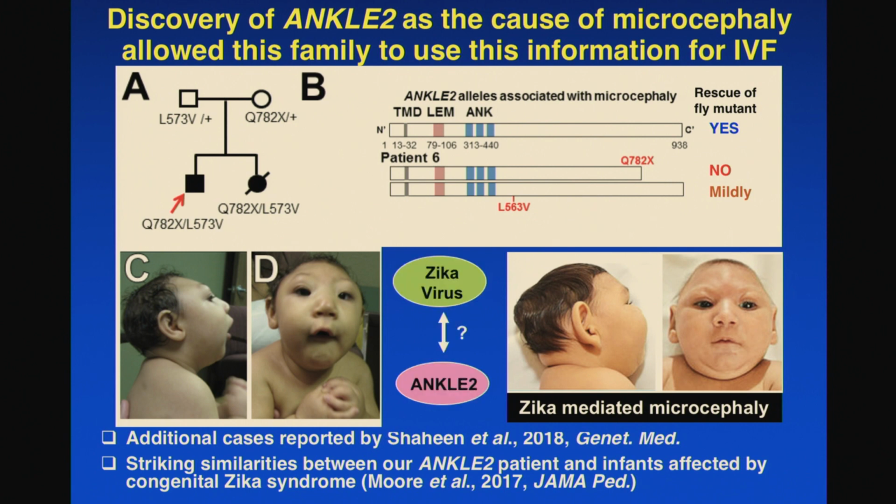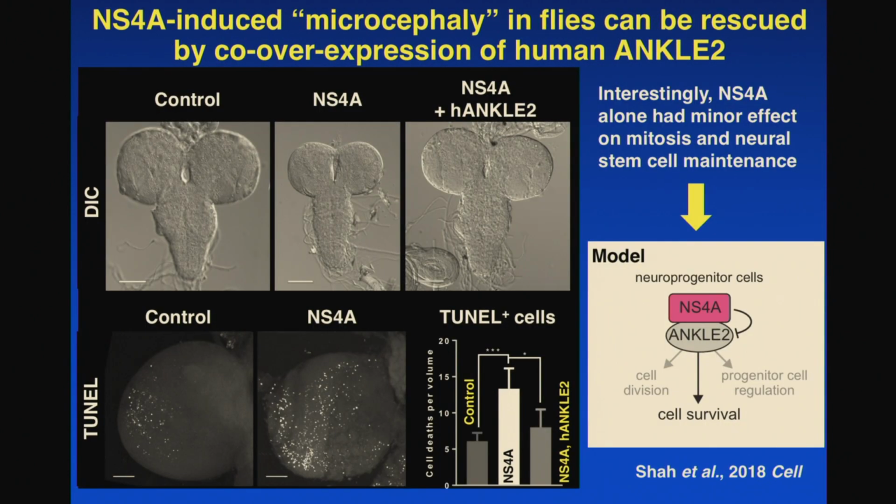And it turns out that the Zika virus encodes 10 proteins, one of which, NS4A, was shown by Nevin Krogan at UCSF to bind to ANKLE2 in a large IP mass spec screen. So he contacted us and asked us to model this NS4A because, out of all the Zika virus proteins interacts with, there's only one protein that was known to cause microcephaly, and that was ANKLE2.